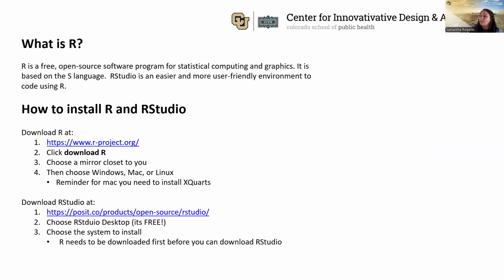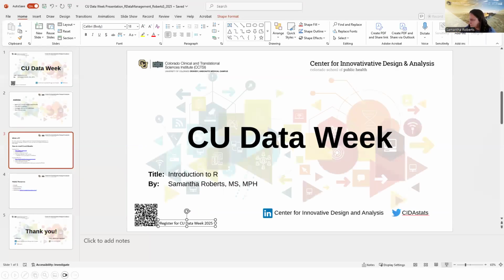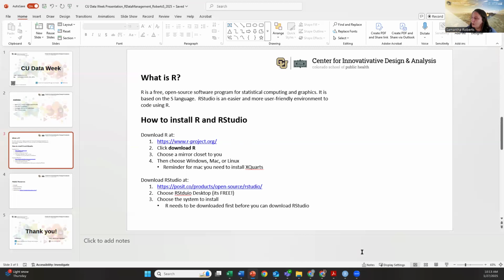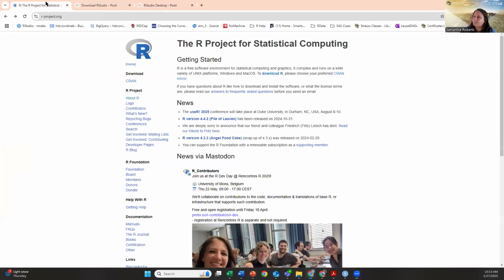These are the two different links that you need to use to be able to download R and R Studio. I'm going to go through each one of these. But first and foremost, before you can download R Studio, you have to download R. And so I'm going to go through each of these for us. And so first is going to this link here. And so what you would want to do, so that's the link, and then you want to click right here that says download R.